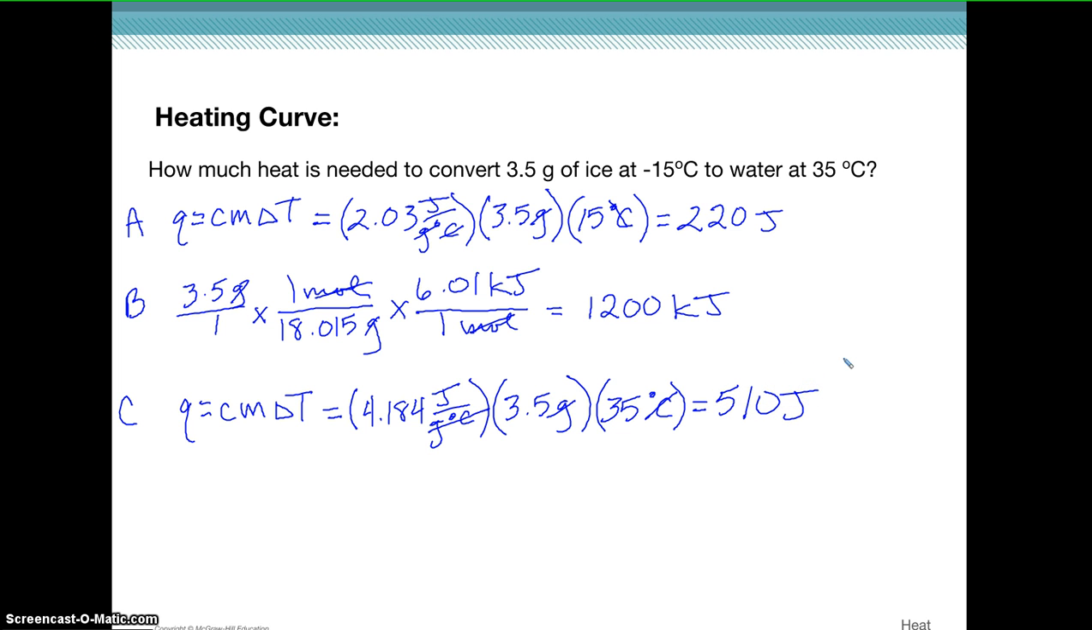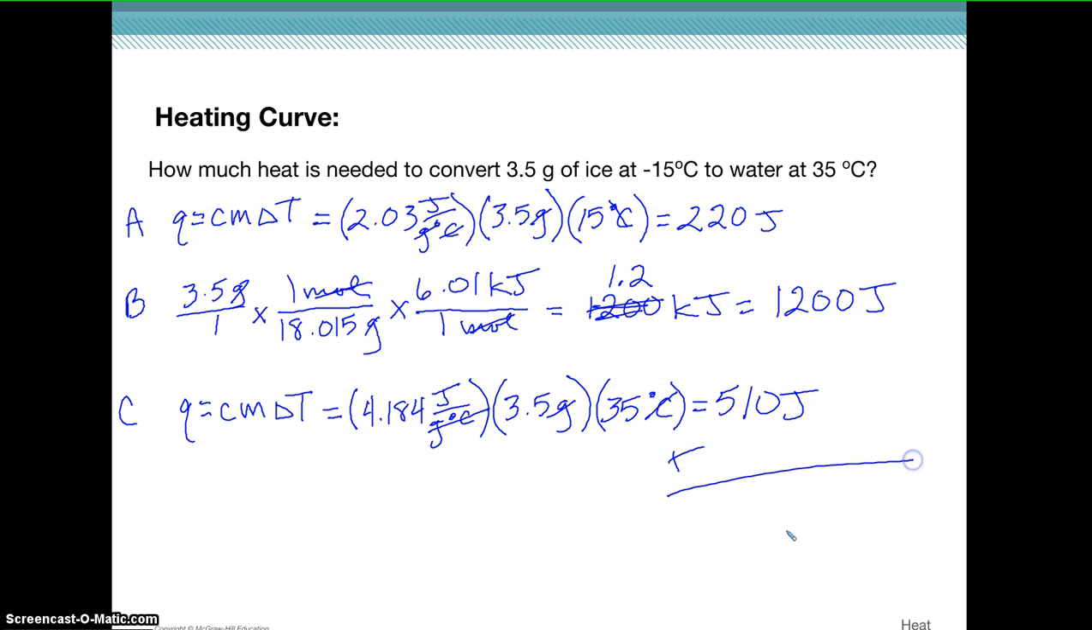Okay, now we're not quite done yet. We want to know how much heat is needed. Well, that means we have to add them all together. But if you take a look, this answer is in joules, this one's in kilojoules, this one is in joules. They all have to be in the same units. Oh, hang on, go back. I take that back. That should be 1.2 kilojoules, which is equal to 1,200 joules. There we go. That didn't look right. So now we have all three of our units are the same.